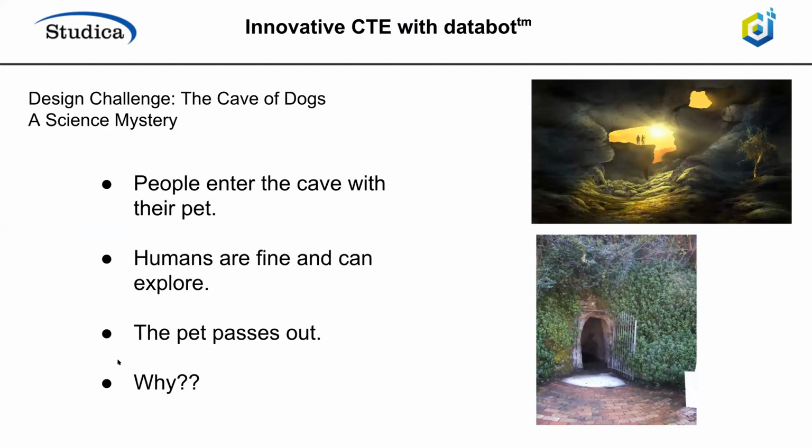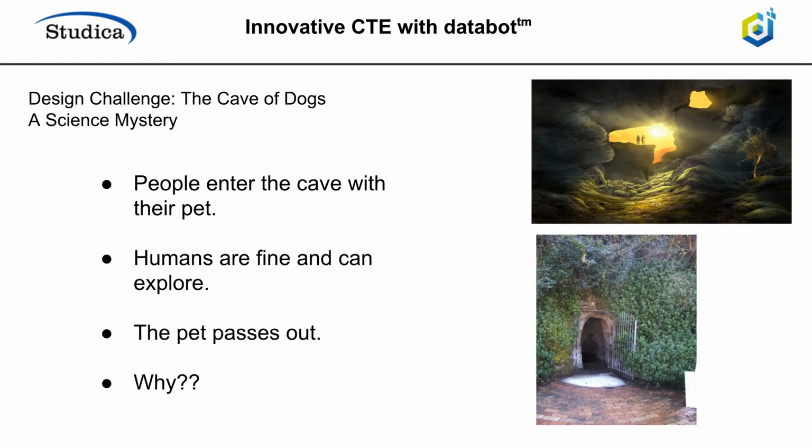So now we're going to do a few examples of design challenges. We've got about 11 minutes left, so I'm going to walk through a couple of different examples of design challenges that you can do with databot, which should give you some fun ideas of how you could apply it in your classroom. So the first one is the Cave of Dogs, which I've mentioned a few times. Now, this is a really interesting story for kids. The Cave of Dogs is a real place. It's a cave located in Italy. And that picture there on the right is actually a picture of the opening to the cave today.